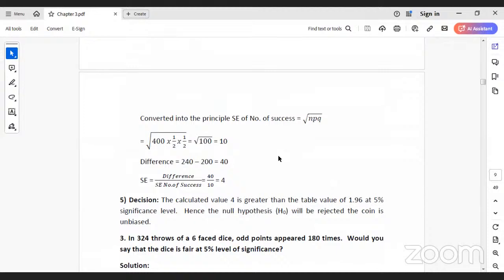So listen carefully here. In the calculation part, 400 into 1 by 2 into 1 by 2, you will get 10. The difference is with 240. 240 indicates heads. Out of 400 times when we tossed a coin, we got 240 heads. That is the probability of success, minus 200, which is the half value, is equal to 40. So in this way, you have to write the conclusion. Any doubt?